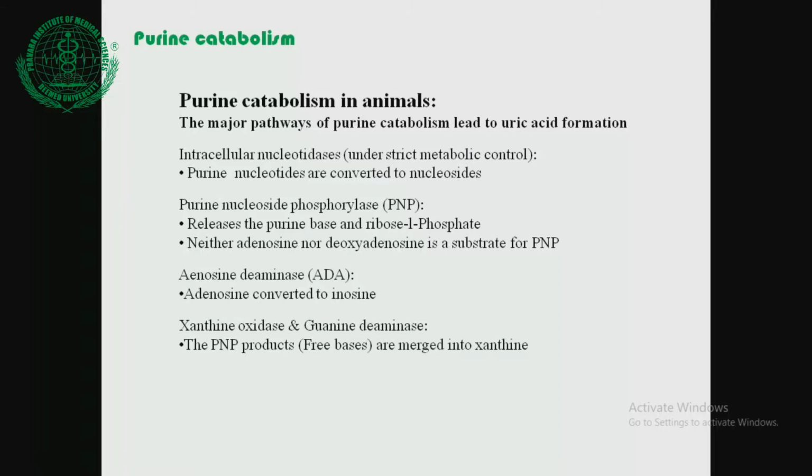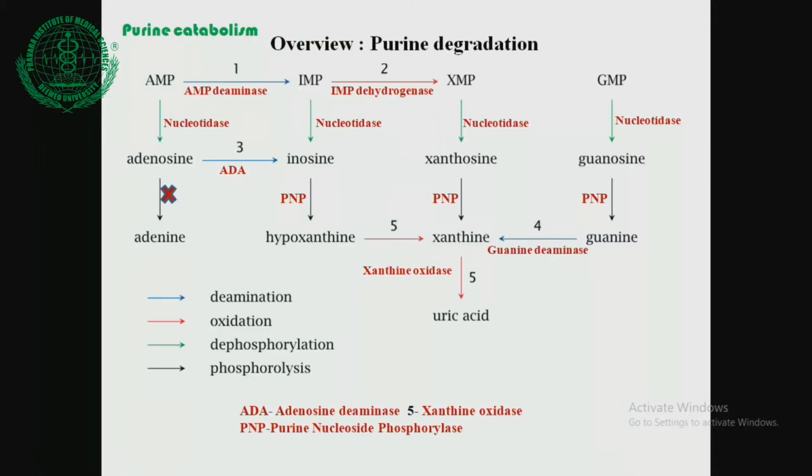These purine bases are eventually converged into a purine base called xanthine through various enzymes. Xanthine oxidase converts hypoxanthine into xanthine, whereas guanine deaminase converts guanine into xanthine. And the xanthine thus produced is further oxidized to uric acid by xanthine oxidase. And this is an overview of purine degradation.